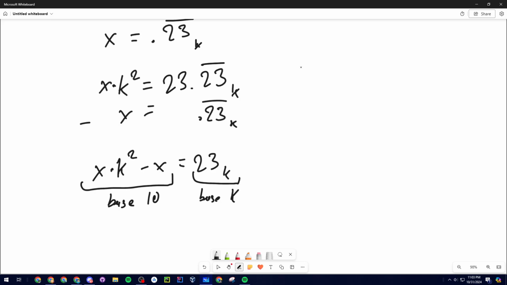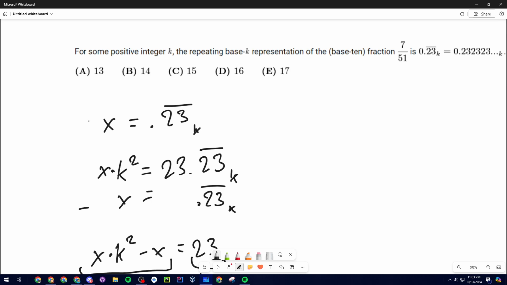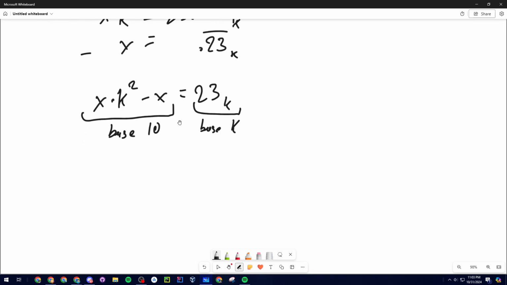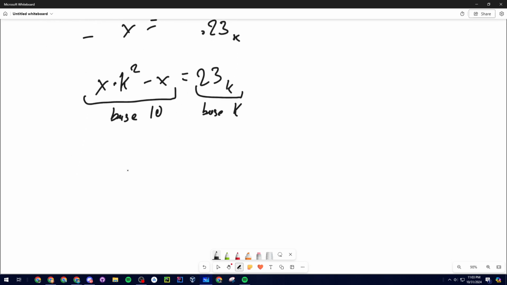7/51 is in base 10, and x is equal to 7/51. x is a number in base 10 and it's also equal to 7/51. So the base 10 representation of 0.23 in base k is x, which is also 7/51. That's kind of a bad way of explaining it, but I hope you get what I mean.